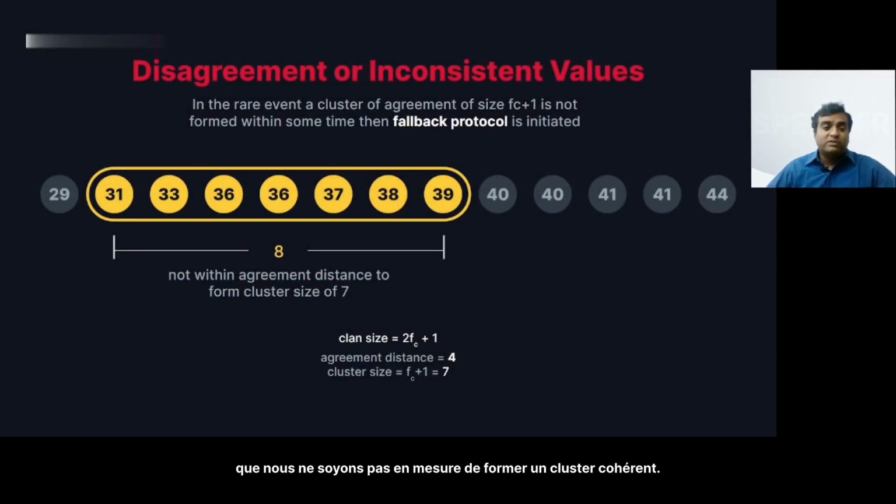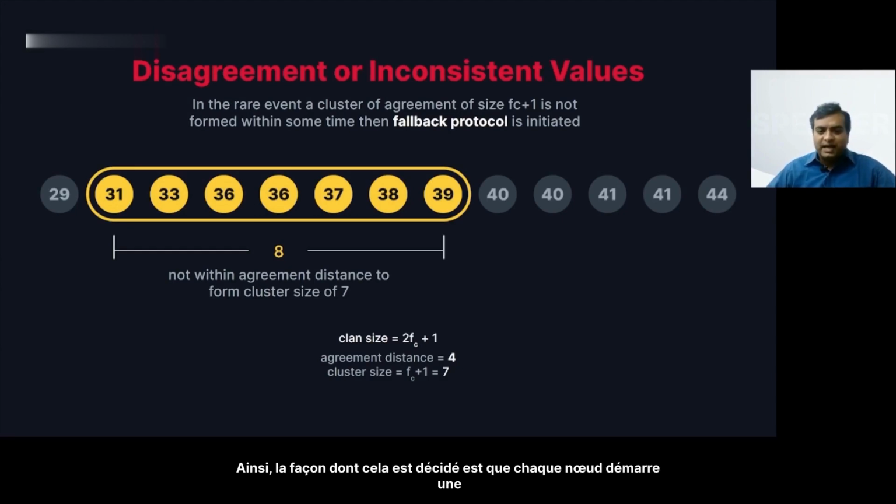Now, it's possible that we are not able to form a coherent cluster. None of the aggregators is able to form a coherent cluster within the agreement distance. This is possible if there is extremely high volatility, such that even within the observation window in which the nodes are obtaining data from data sources, the values differ very wildly, and we may not be able to form a coherent cluster. So what do we do then? In such a case, we initiate a fallback protocol.